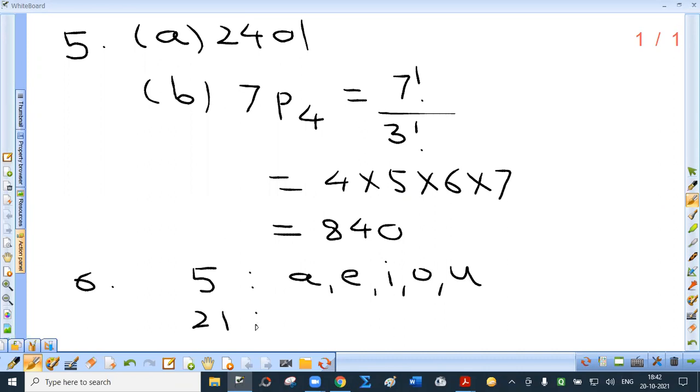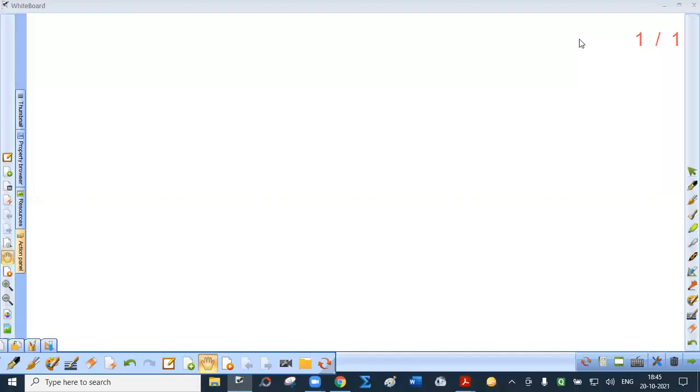Now, try to find the answers and type your answers in chat box. Okay. Don't write. First, I'll explain. In the word algorithm, there are how many letters? 9. Okay. Now, vowels should be together. How many vowels? O, A, I. 3 vowels.